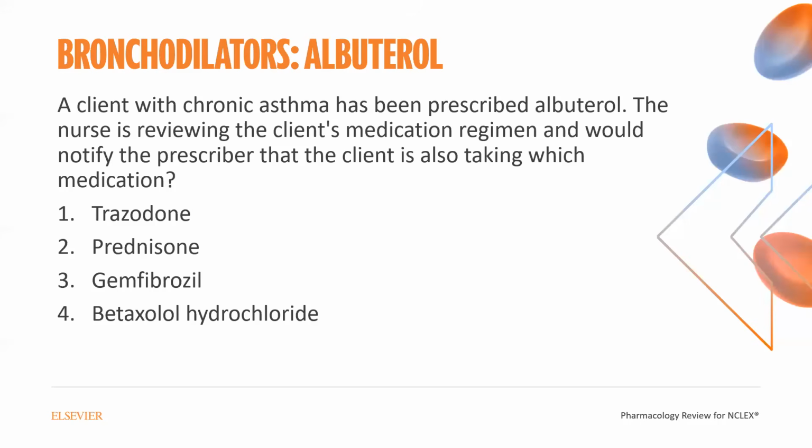All right, a client with chronic asthma has been prescribed albuterol. The nurse is reviewing the client's medication regimen and would notify the prescriber that the client is also taking which medication. 1, trazodone, 2, prednisone, 3, gemfibrozil, or 4, betaxolol hydrochloride.